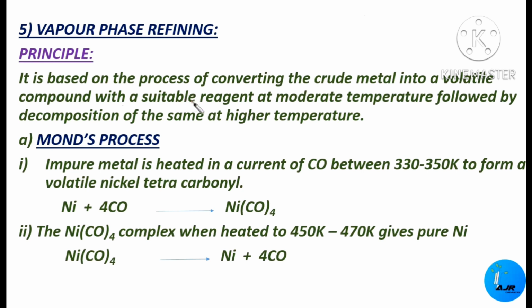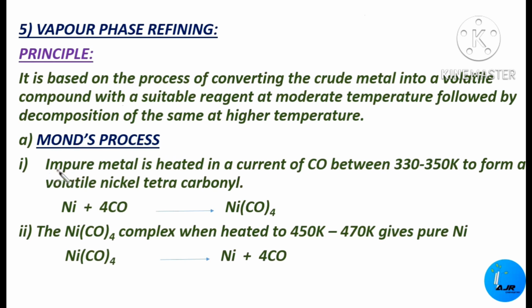See, actually what is happening here: the crude metal is first converted into a volatile compound by using a suitable reagent, and that too at moderate temperature. After converting to a volatile compound, that will undergo decomposition at higher temperature to get the pure metal. Understood? Now we can understand this methodology by considering the following processes. We have two types of processes: one is Mond's process and another one is Van Arkel process.